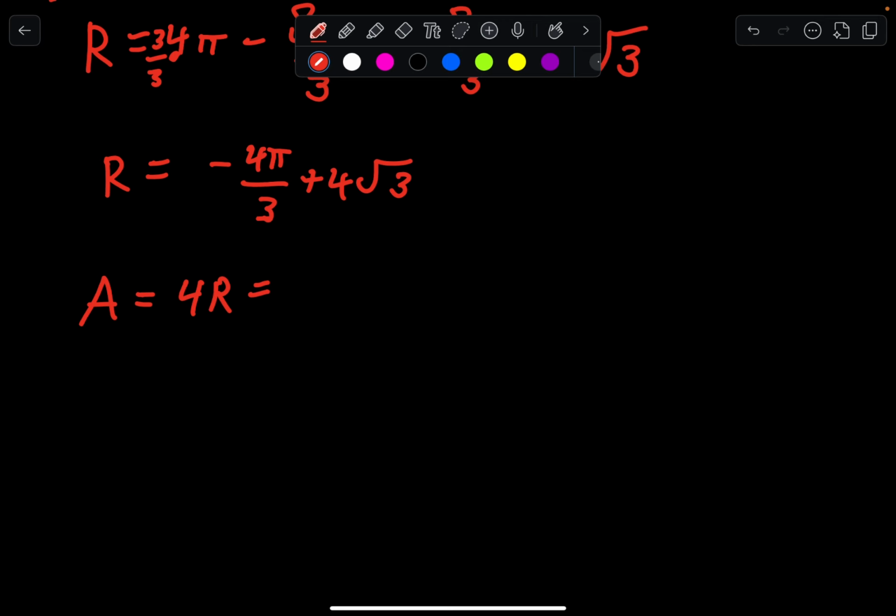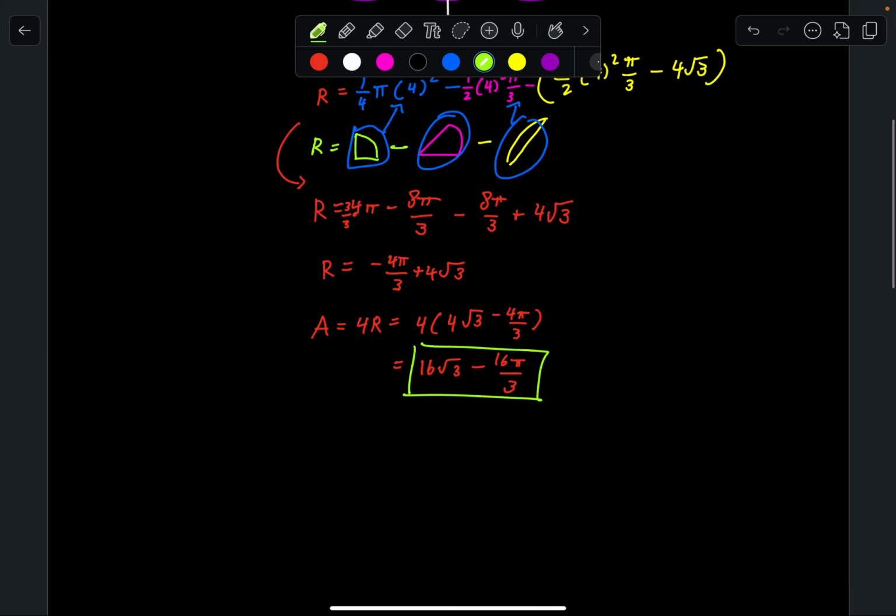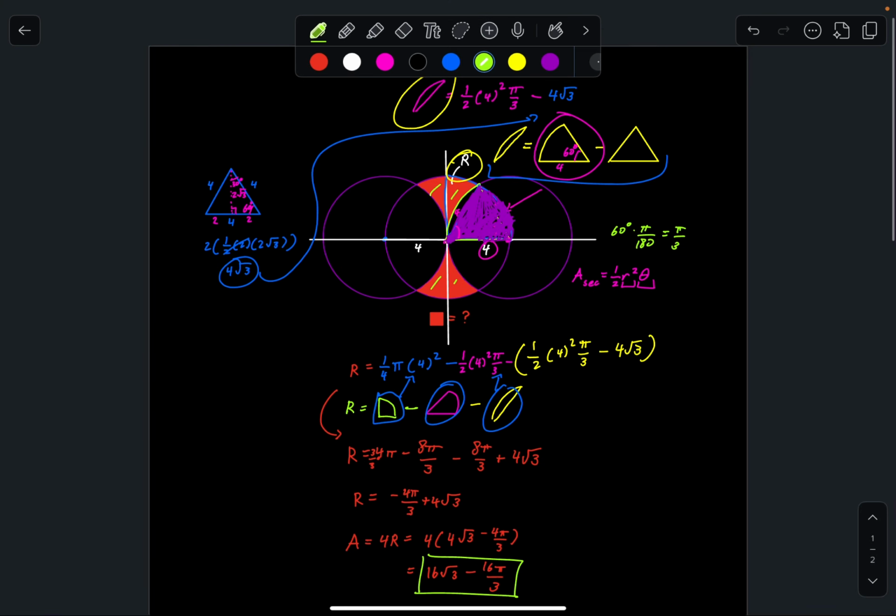Area is equal to 4 times 4 root 3 minus 4 pi over 3, which is equal to 16 root 3 minus 16 pi over 3. Ladies and gentlemen, this is actually our answer. Yeah, we've done it. This was a quite daunting problem, but hopefully it wasn't too confusing.